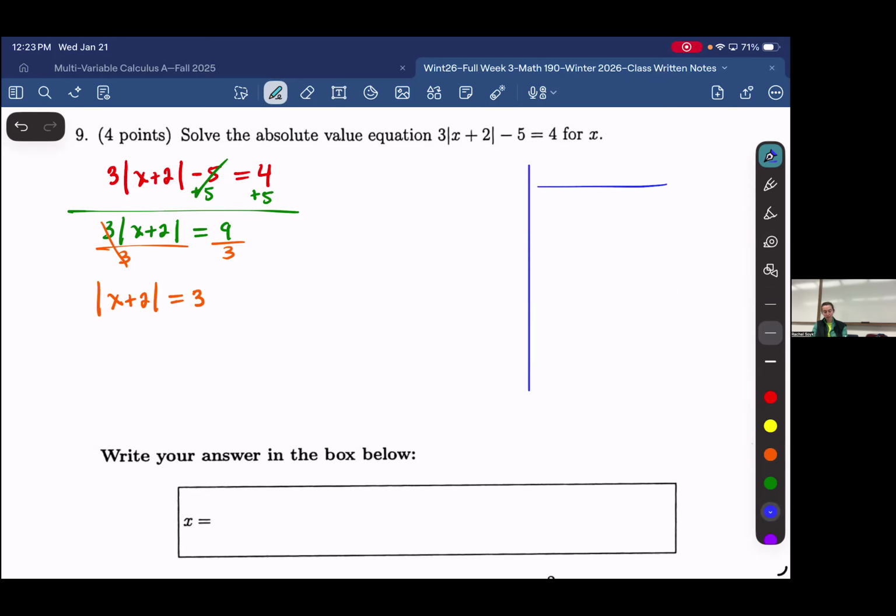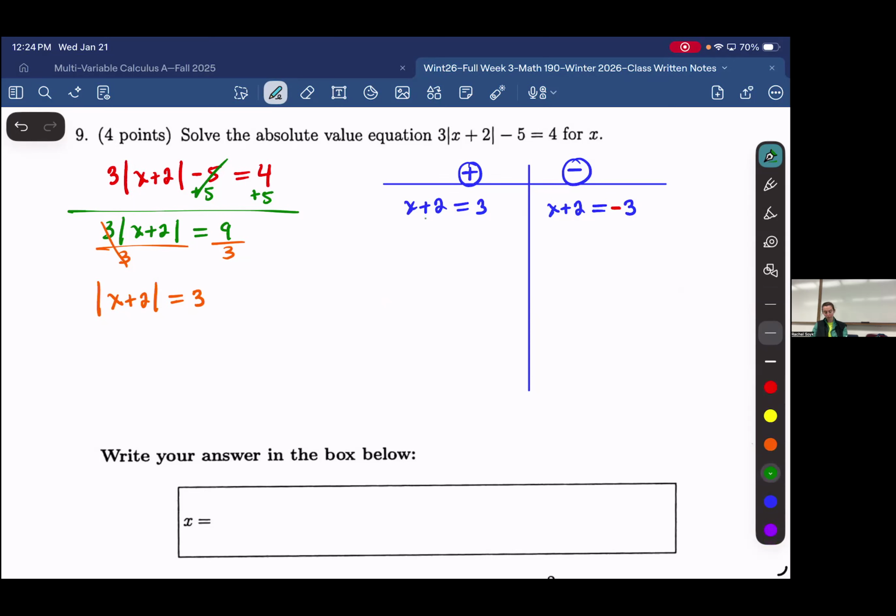Because with absolute value, we have two separate cases. The definition of absolute value is distance away from 0, and distance is always positive. So the positive case is we just drop the absolute value and solve. The negative case is the same as the positive, but the only added feature is that the right-hand side is being multiplied by a -1.